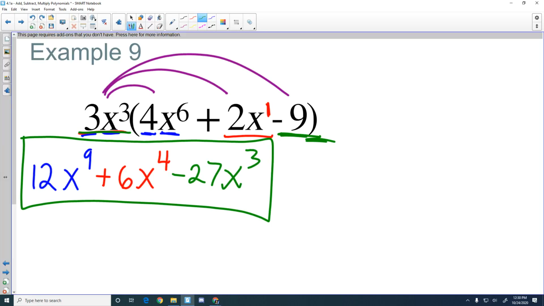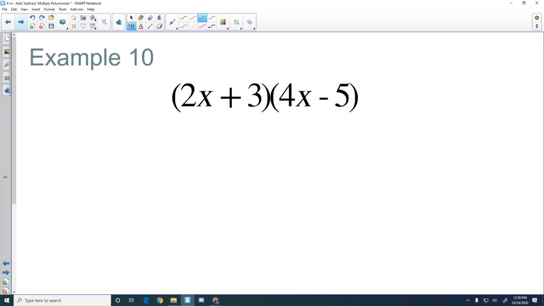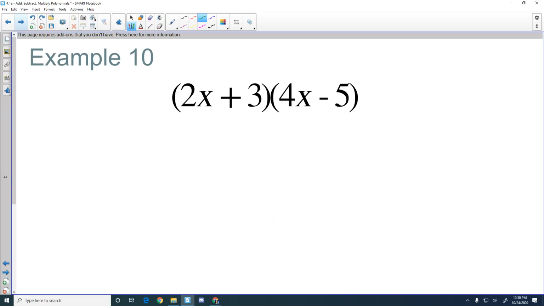How are we feeling? Yeah, you're doing good? Awesome, that's great to hear. We have 3 problems left. You got this. Oh, look at this. This looks really fun. It's a binomial times a binomial.